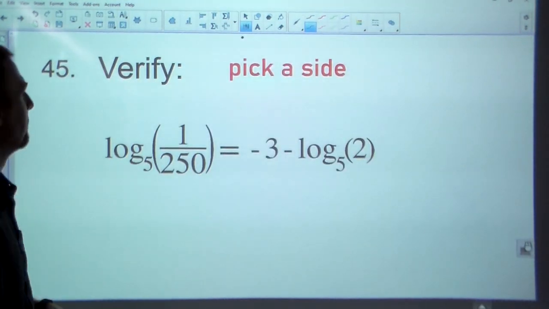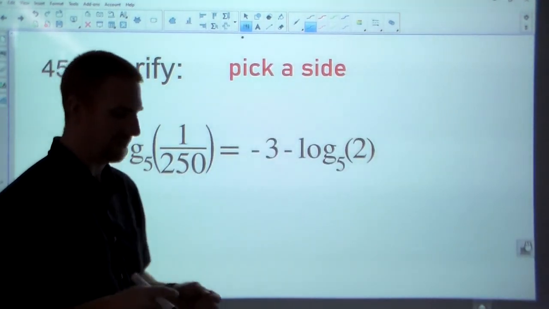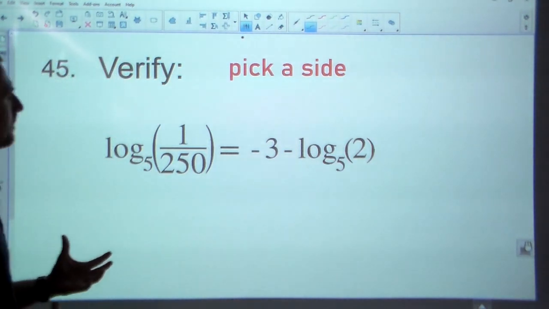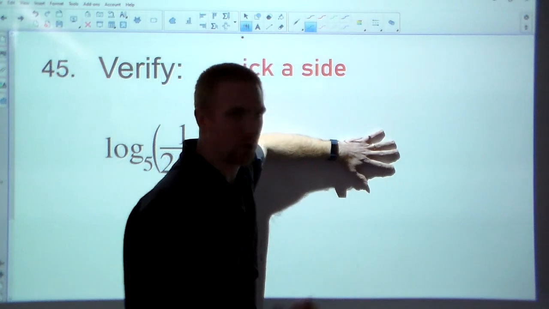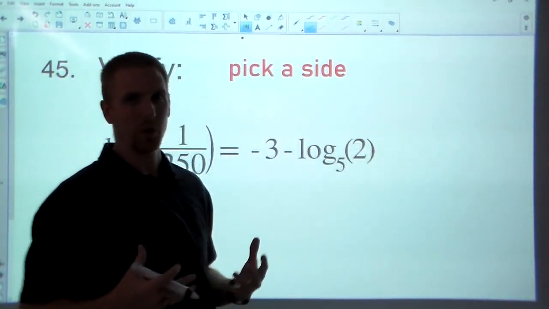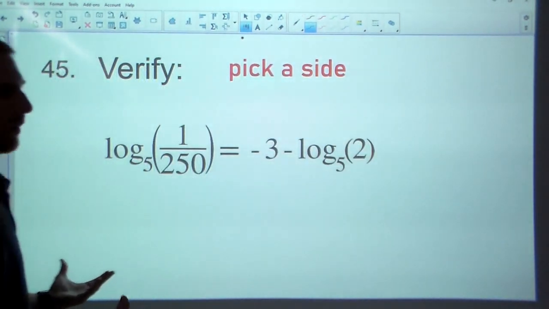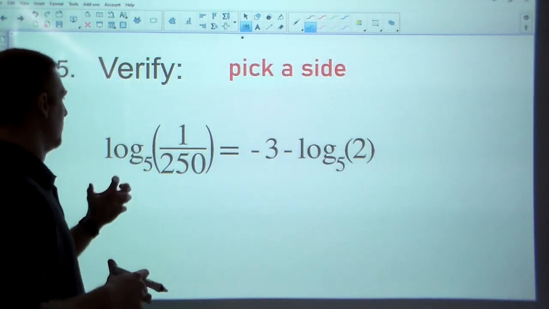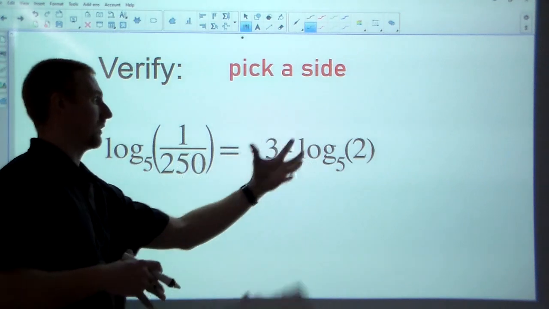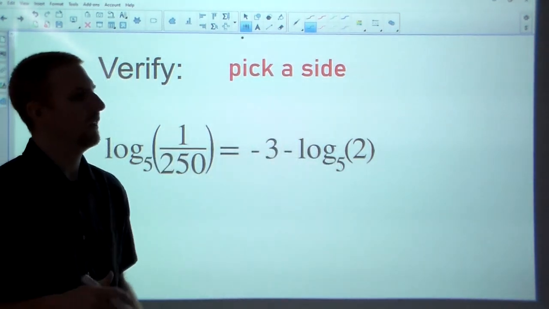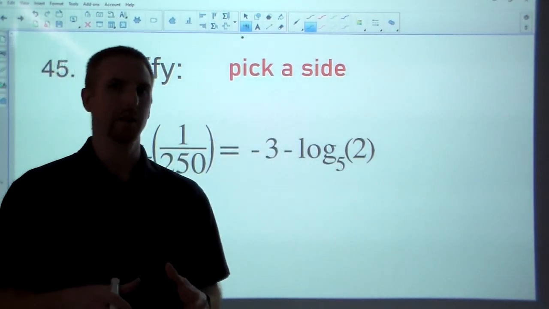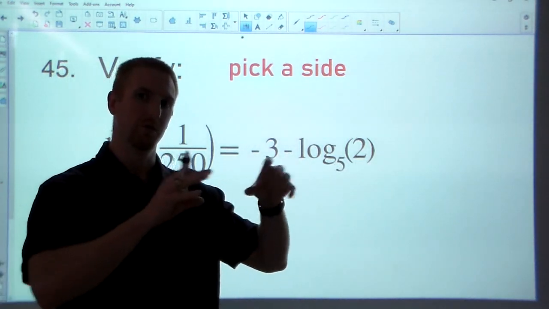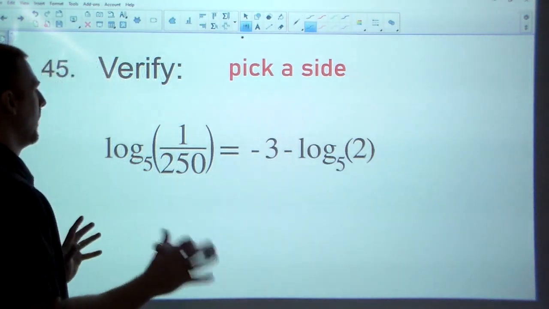45 is a verify, and when you see verify, it's just this shy of a proof. So remember when we did proofs, you start with something and you prove what it has to equal. It's kind of like working an equation out. You don't know where it's going to go. So when it says verify, you're showing that this piece is equal to that, or you can start here and see if it equals that. But you just need to pick a side and pretend you don't know the other side exists yet, and then work until you find it. You can start either way you want.